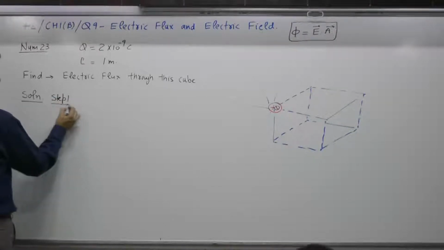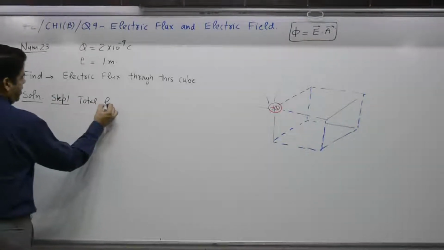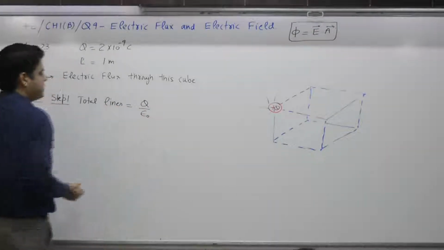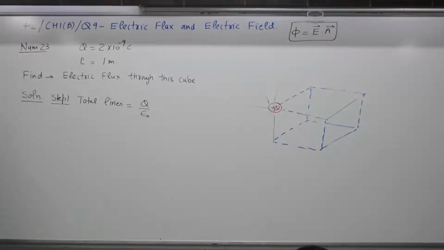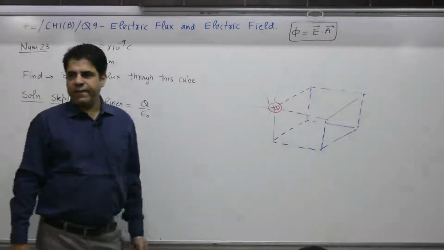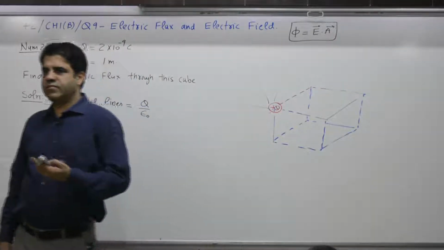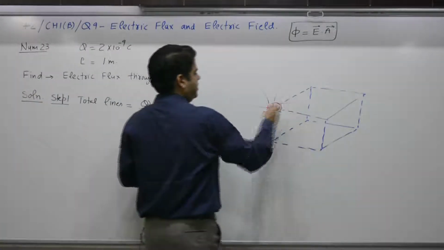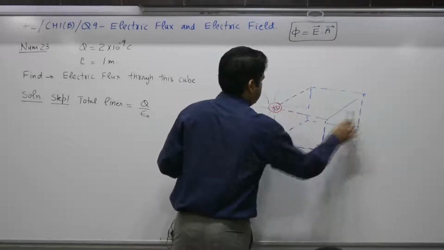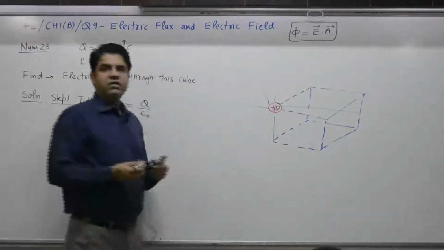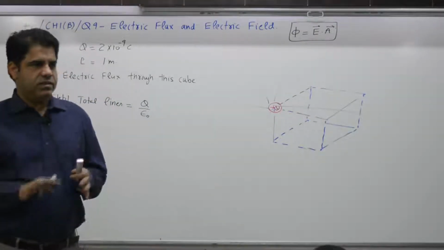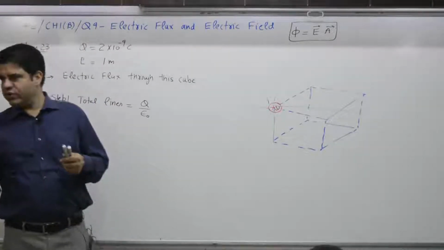Step 1: total lines out of q coulomb charge is q by epsilon naught. Total lines, I know. How many lines will pass through this cube? Total lines, because they are moving in all directions, so they are passing through this also. What fraction of the total lines will pass through this? 1 by 4. This is one answer. You're trying, that's good. Why are you saying 4?